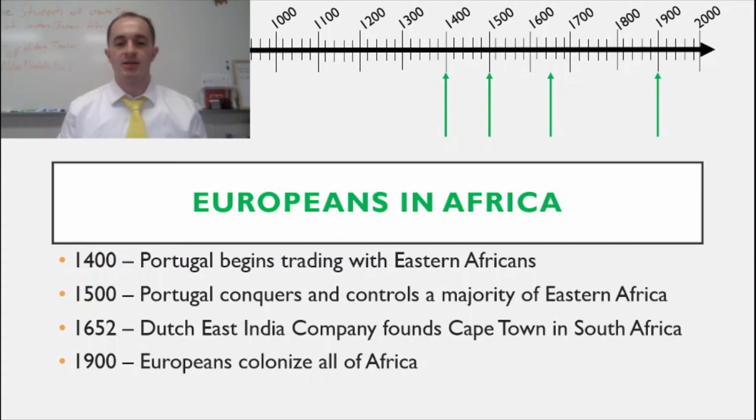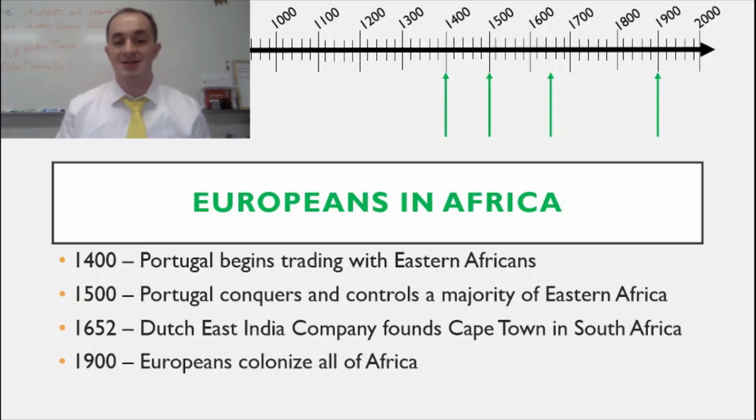So what they did is they sent people there, they paid people a sum of money, sent them to live in this area and cultivate the land and create a bunch of food for sailors as they stopped by on their way to other places like India and Southeast Asia. So 1652, Dutch East India Company founds Cape Town in South Africa.